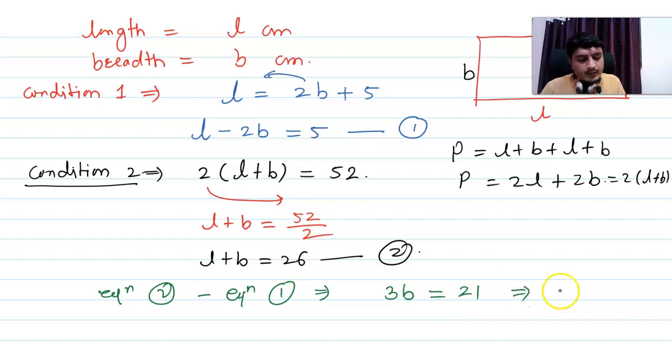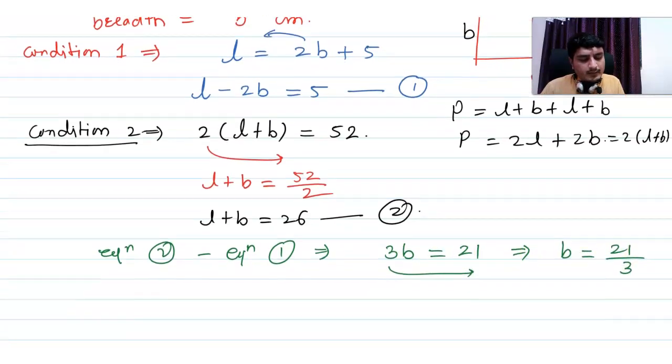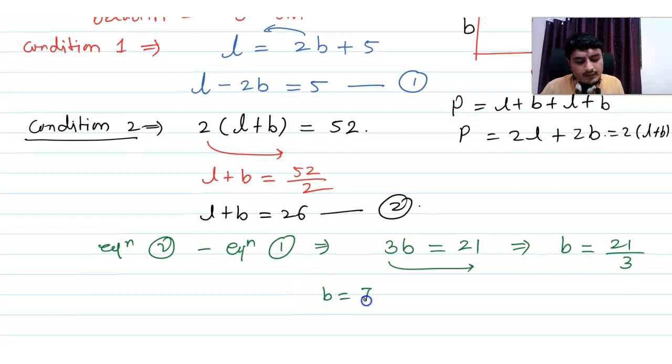Shift that 3 from LHS to RHS, so the B value becomes 21 divided by 3, that is 7. So B, the width of the rectangle, is 7 centimeters.